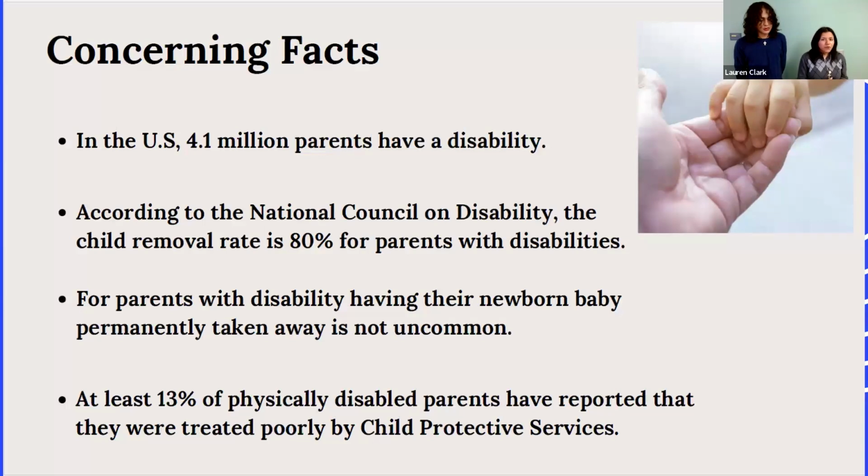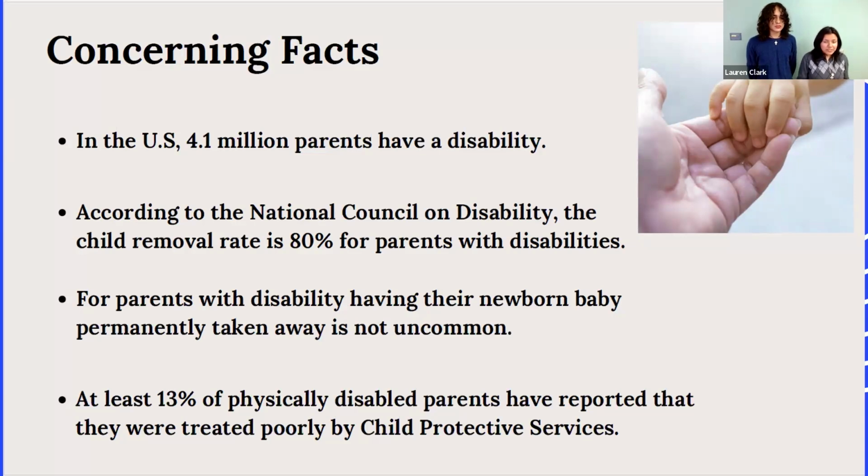So in the US, 4.1 million parents have a disability. But what's concerning is that according to the National Council on Disability, the child removal rate is 80% for parents with disabilities, which is significantly high compared to able-bodied parents. For parents with disabilities, having their newborn baby permanently taken away is not uncommon.